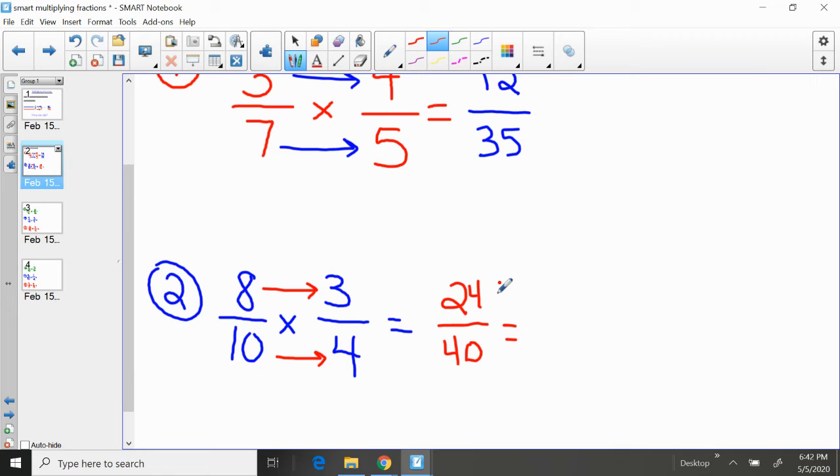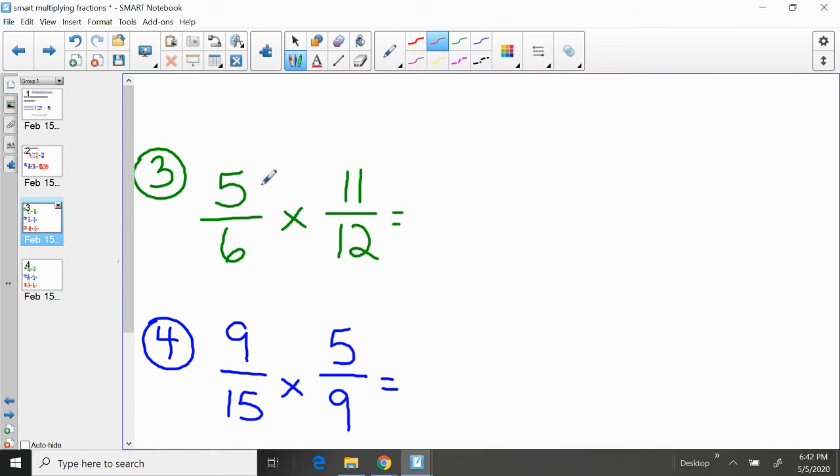So 24 divided by 8 is 3. 40 divided by 8 is 5. So your original answer of 24/40 could be reduced to 3/5. Again, don't worry about that if it looks unfamiliar or confusing. I'm just concerned that you understand the process. But if you want to reduce to lowest terms, please do.